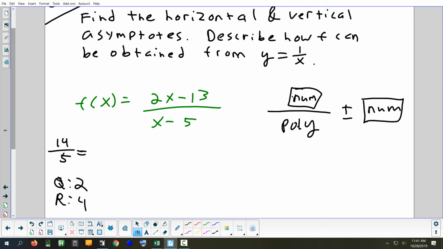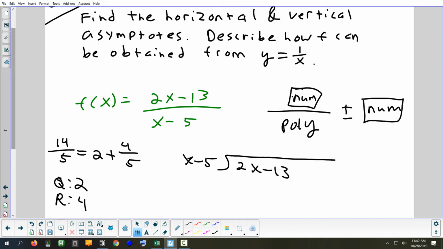So, quotient, remainder. I'm going to show you what to do here, and then we're going to do the same thing up above. Quotient plus remainder over denominator. 2 plus 4/5, or 2 4/5, which is 2.8. So let's try it here. x minus 5 divided into 2x minus 13. Let's get the quotient first. What's 2x divided by x?